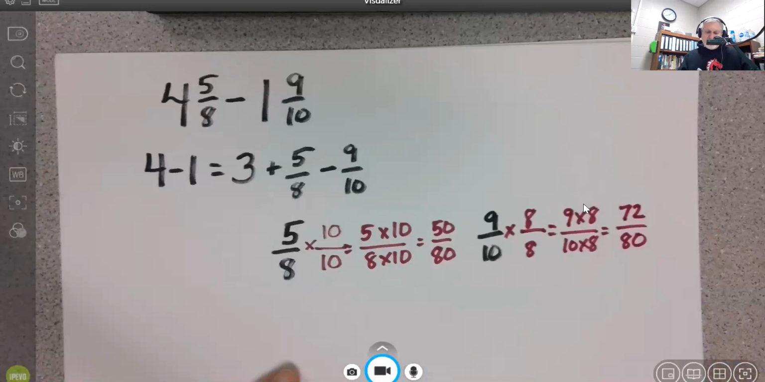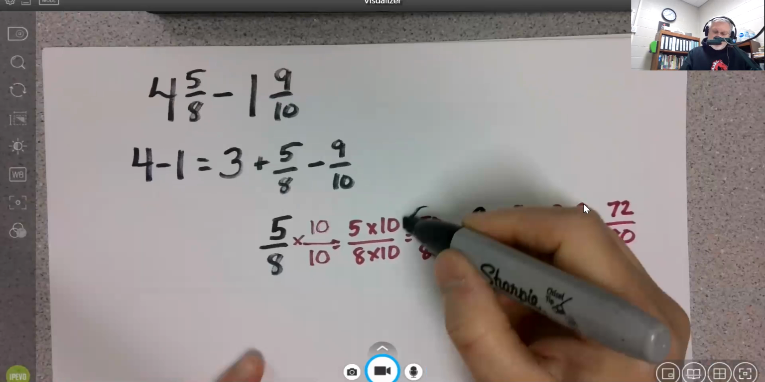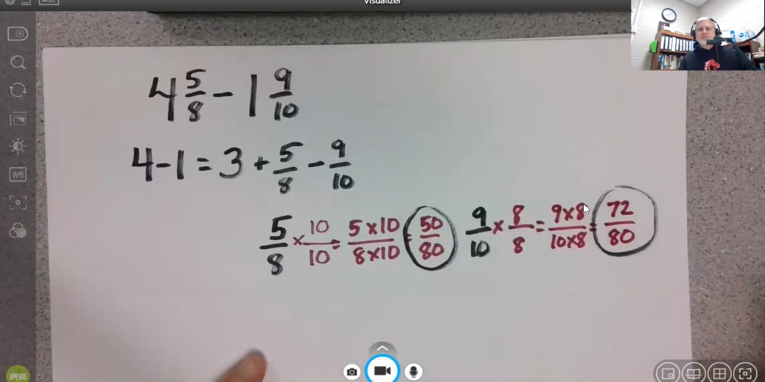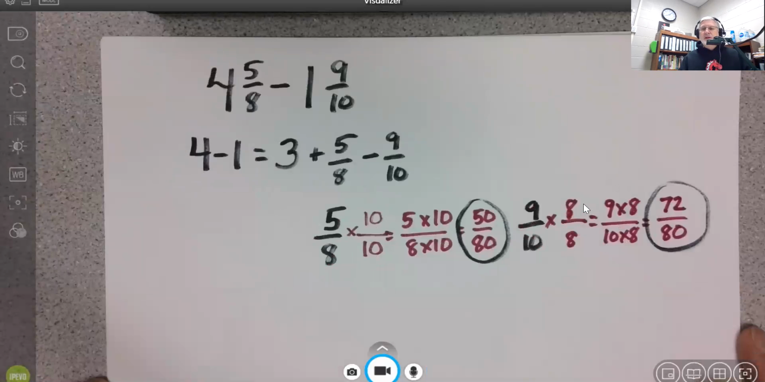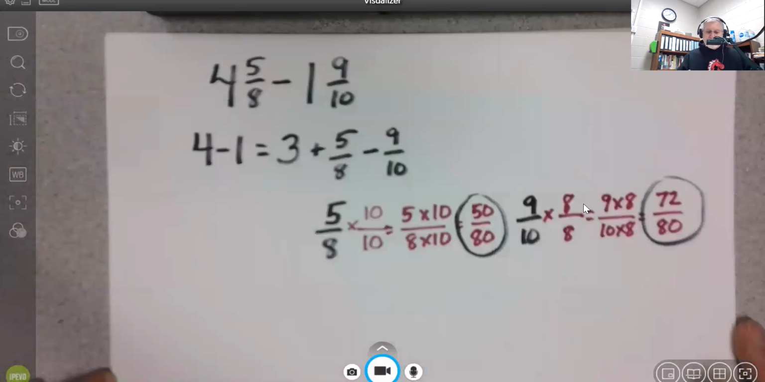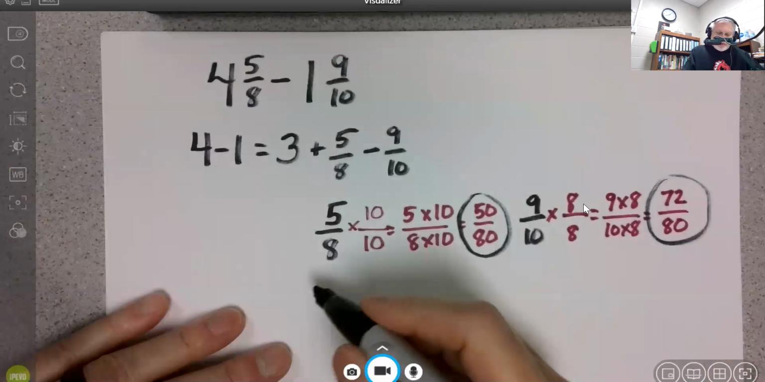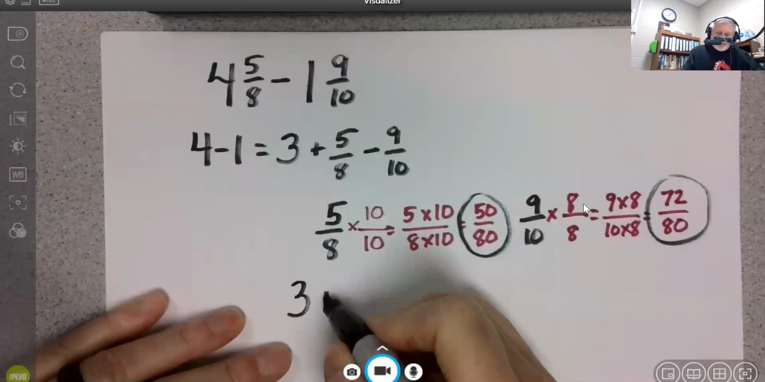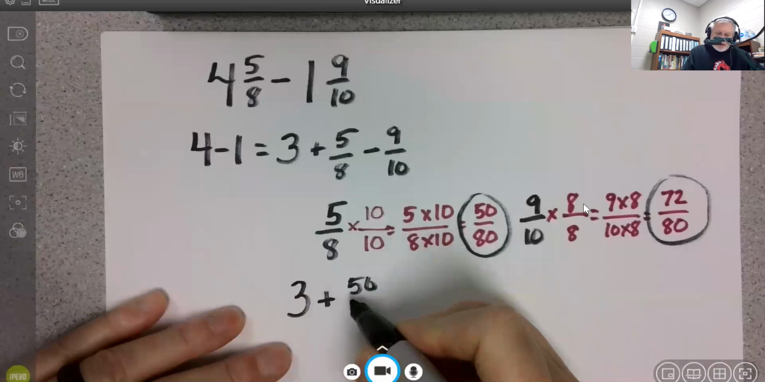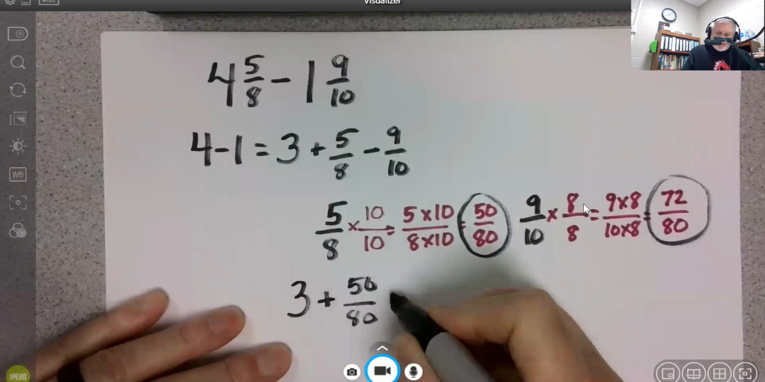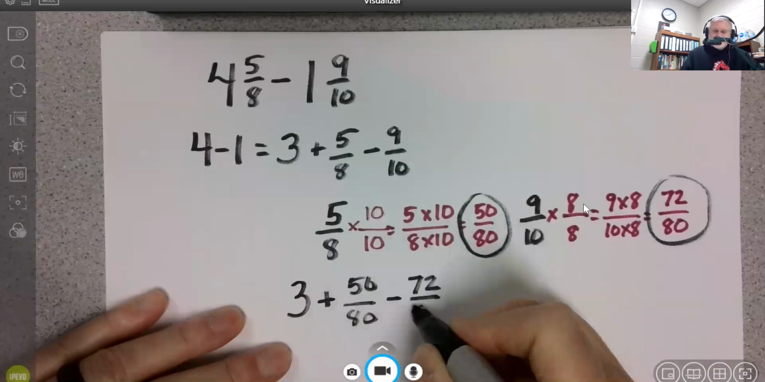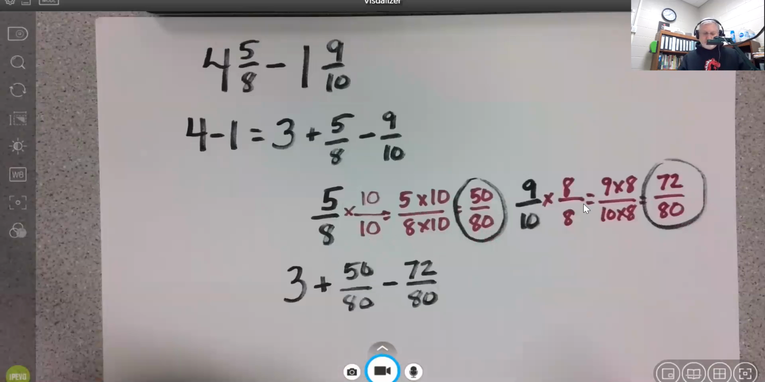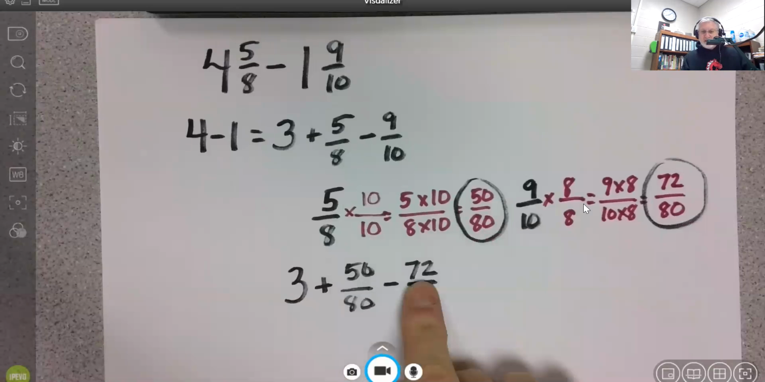I've now created a common denominator. Okay? A common denominator. So now I go back to my original problem, and I have 3 plus 50 over 80 minus 72 over 80. Okay, can I take 72 from 50? Hopefully you're going to say no.